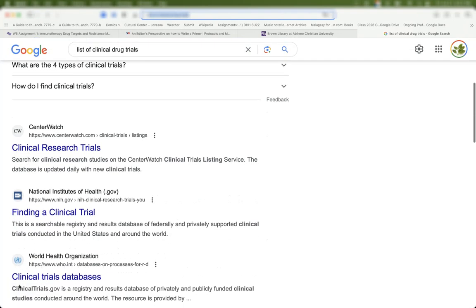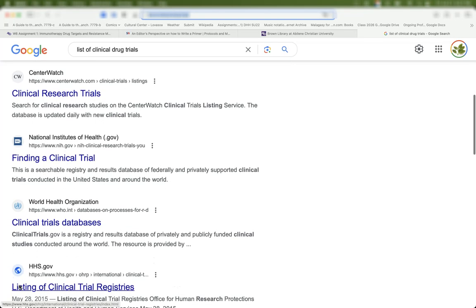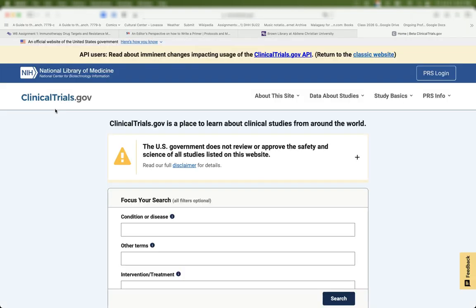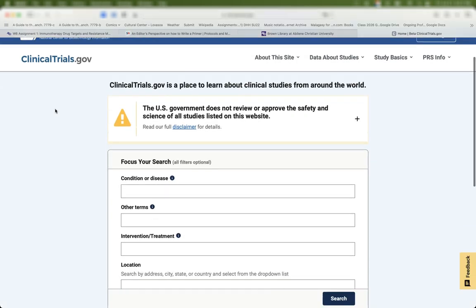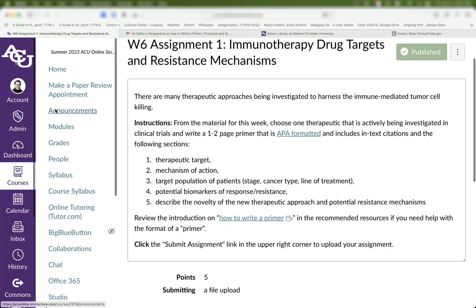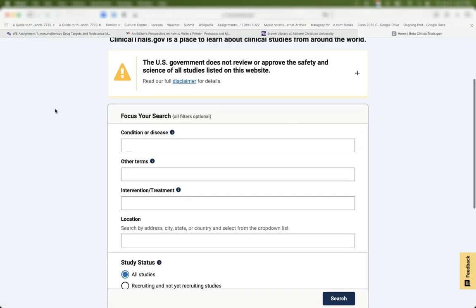Now, there are a couple other things that will steer you towards that, and in fact, you could look at the World Health Organization if you were interested in working and publishing in another country. But let's head to the source, the one that everyone is pointing you towards. And so if we look here, we see if we're doing this assignment where you are looking for therapeutic approaches for tumor cell killing, well, let's take a look at what comes up here.